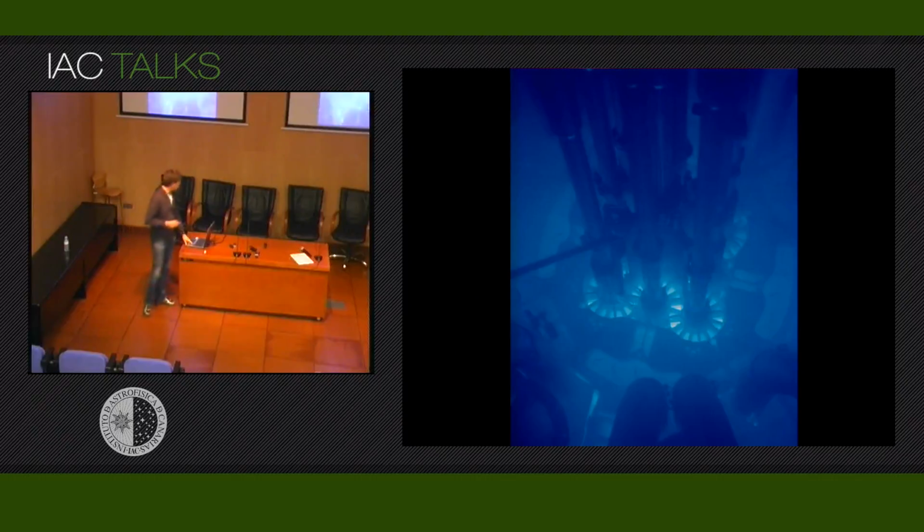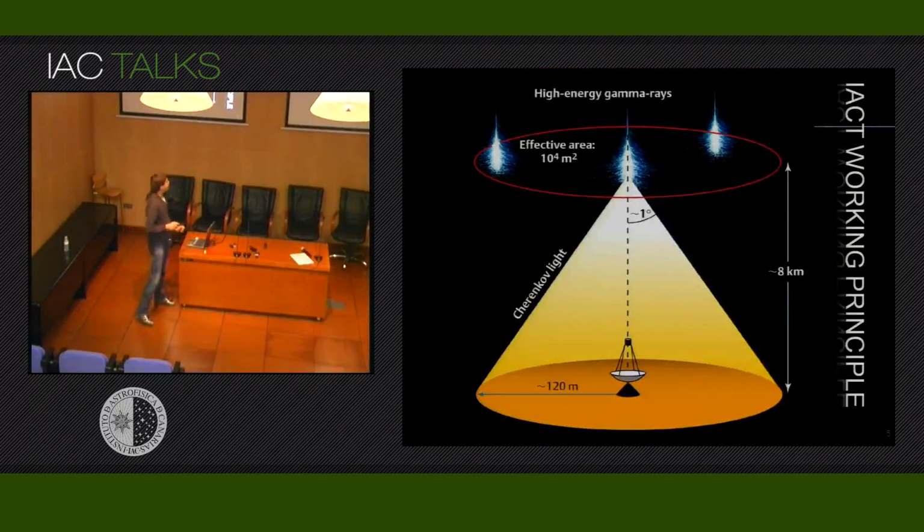So we have these showers in the atmosphere, and they create the Cherenkov light, and the cone is very small, only 1 degree opening angle. The maximum of the showers is at 8 kilometers height, and at the ground this means you have a light cone of 120 meters. So you put the telescope within this light cone, and then you can detect, if you are sensitive enough, these flashes.